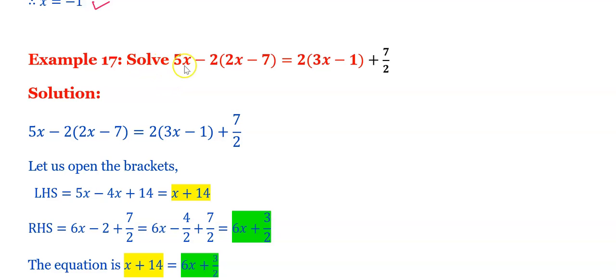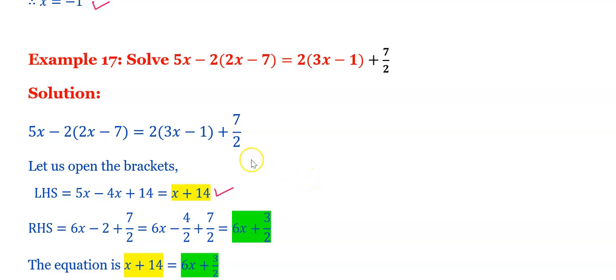Solve 5x - 2(2x - 7) = 2(3x - 1) + 7/2. Okay, now first of all we'll open the bracket. Now first we see the LHS side. What is given in the LHS? 5x, that is 2 into 2x minus 4x, minus 2 into minus 7, that is 2 into 7, that is 14. And if you simplify this, 5x - 4x, you will get x + 14, and this is the LHS.